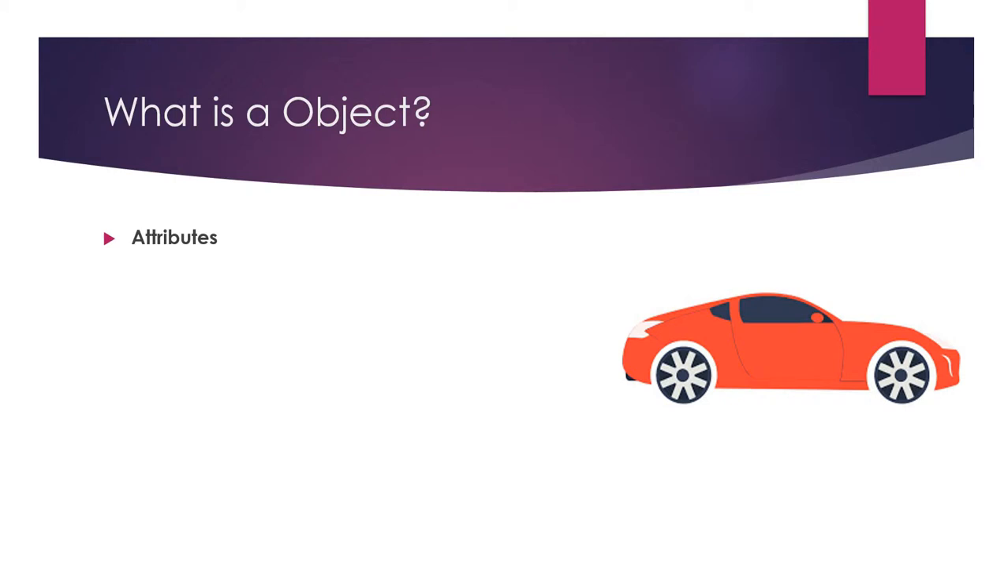We also learned that objects have two major properties, one of them being the attributes, and these attributes define an object. So if you have an object named car, you would have its attributes like its make, its model, its fuel type, its top speed, and things like that.